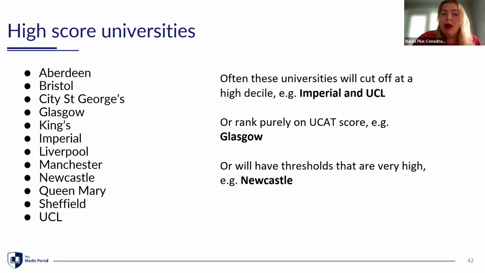Just to give you an example, I already mentioned Imperial, but UCL also do the same, where they will have a cutoff or a ranking system at a high decile or high expectation. Same with Glasgow, but you may also have those which have thresholds. So less so that they say that they definitely rank, but that they expect students to achieve over a particular number, like Newcastle.